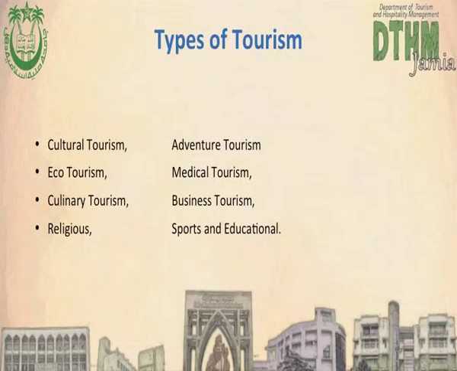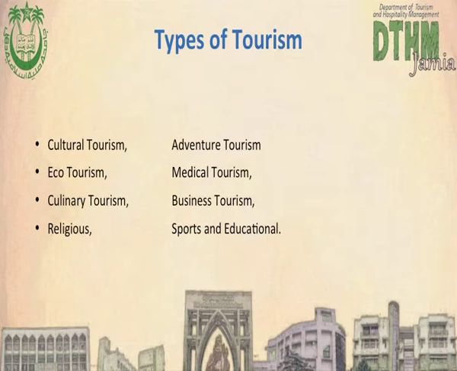Here are some of the different types of tourism. Cultural tourism involves experiencing the art, history, and lifestyle of a particular destination. Adventure tourism involves activities such as trekking, bungee jumping, and other high-intensity activities. Ecotourism includes responsible travel to natural areas that conserves the environment, sustains the well-being of the local people, and involves interpretation and education. Medical tourism includes traveling to another country for medical treatment.